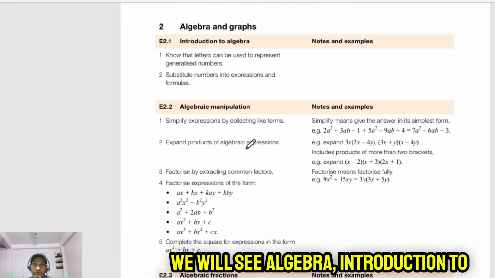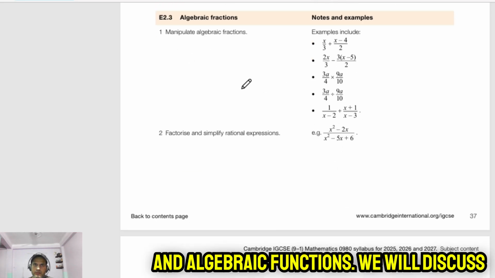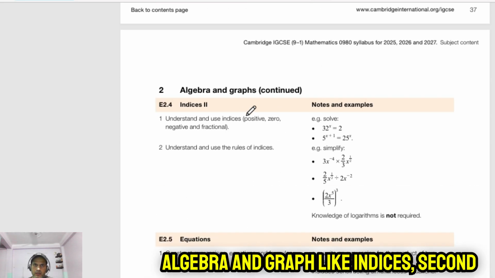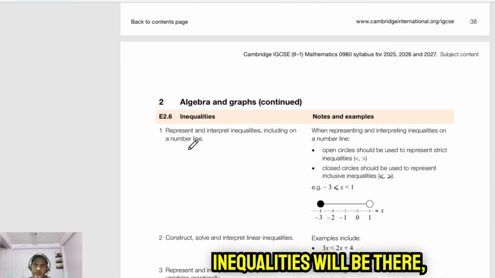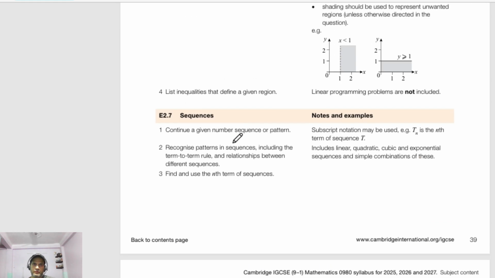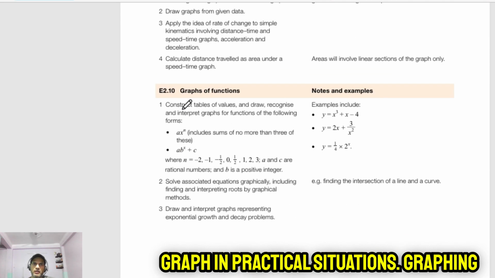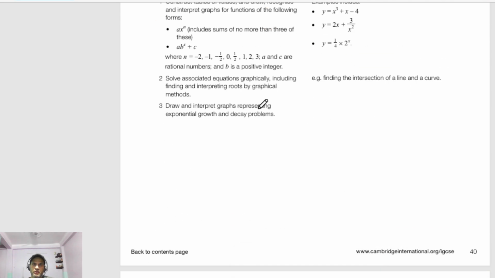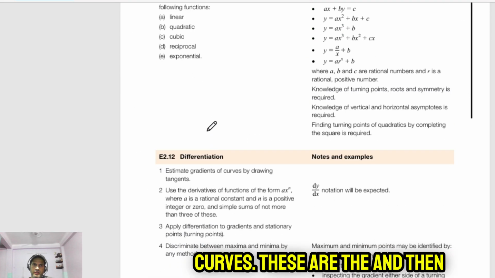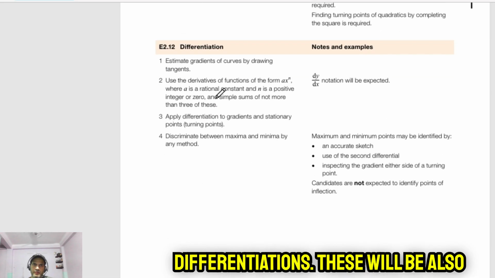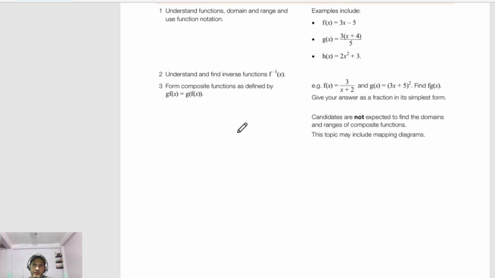We will see algebra: introduction to algebra, algebraic manipulations, and algebraic functions we will discuss. Algebra and graphs, like indices, quadratic equations part we will discuss. And inequalities will be there. Sequences, proportions, graphs in practical situations, graphs of functions are used. And then algebra and graphs, sketching curves. And then differentiation. These will also be used. Algebraic functions, this kind of function will be there.